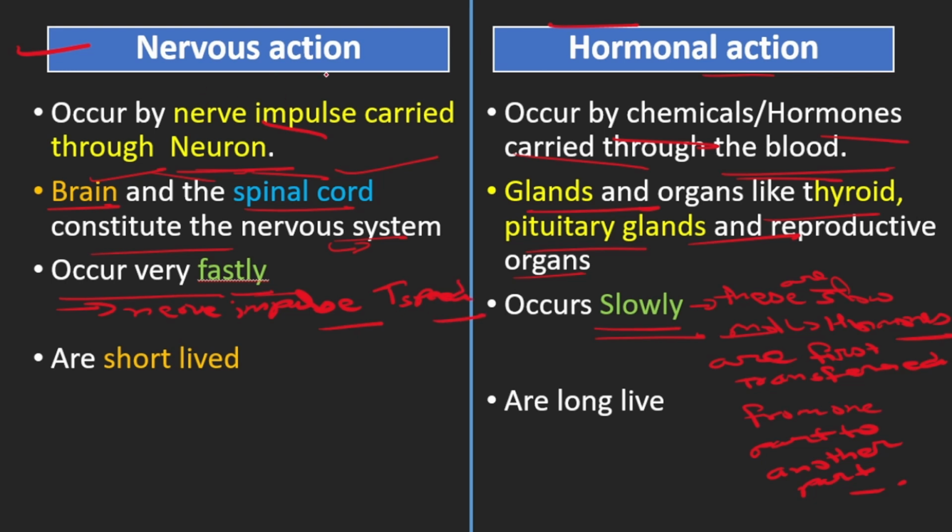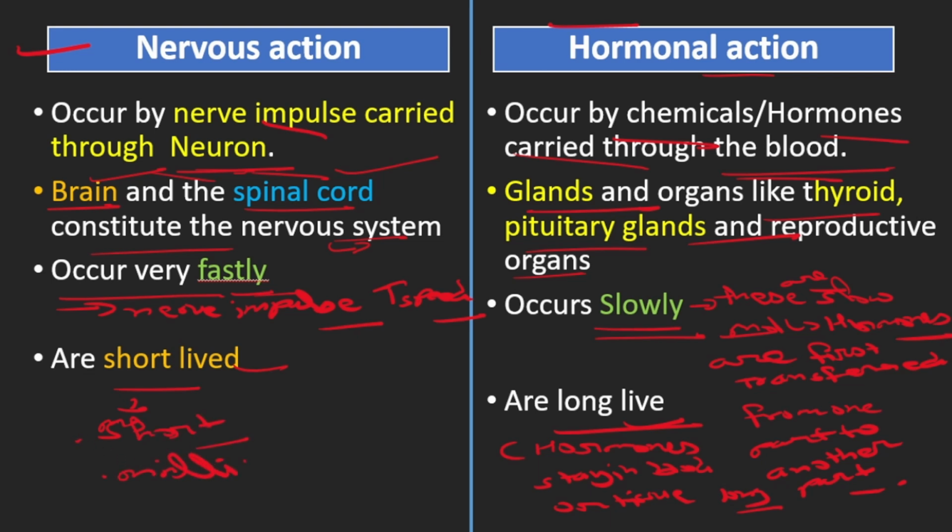Okay. Now, nervous action is short lived and hormonal action is long lived. This means hormones stay in the blood or tissue for a long time, while nervous action is very short. It just happens in milliseconds. It is that short lived. Nervous action occurs very fast, hormonal action is slow, and nervous actions are short lived while hormonal actions are long lived. Right? This is about the differences between nervous action and hormonal action.